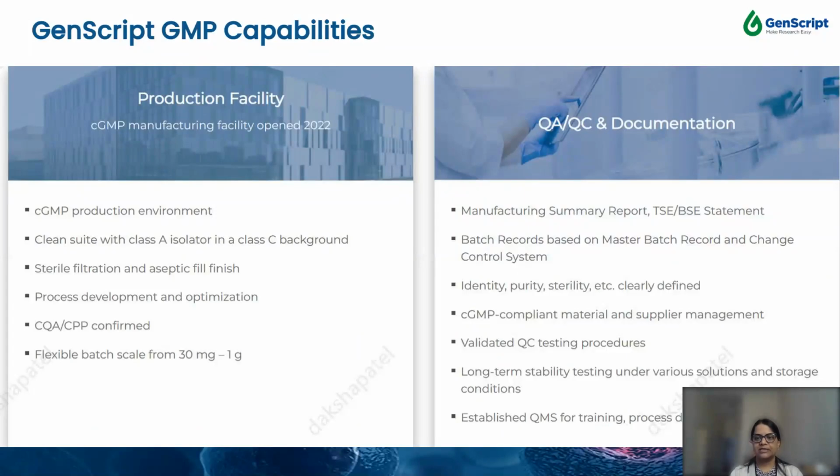The production facility has key features like a GMP production environment, clean suites and sterilized filtration, QA, CQA and CPP conformance, etc. At the same time, we are providing the QA and QC documents, including all the batch records, identity, purity, sterility, and CGMP compliant material, supplier management, etc., including the validated QC testing procedure. So we are trying our best to support cell therapy and gene therapy developers to help their commercialization activity.